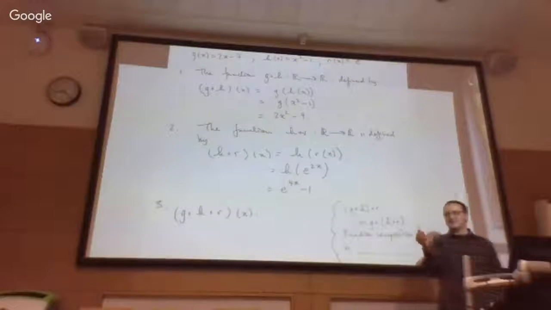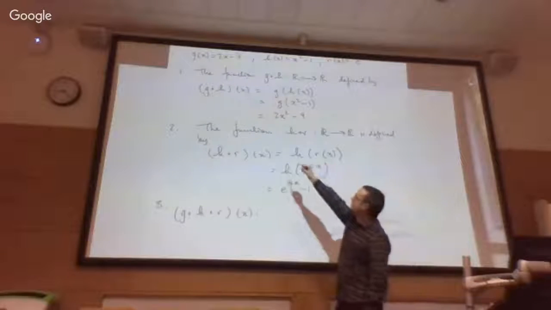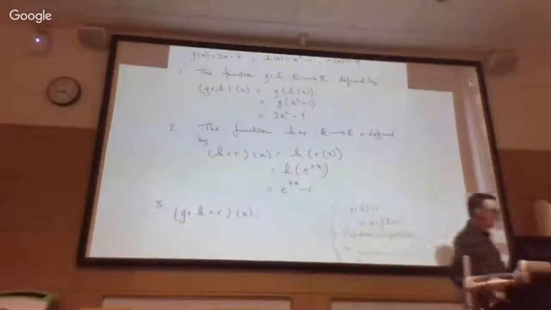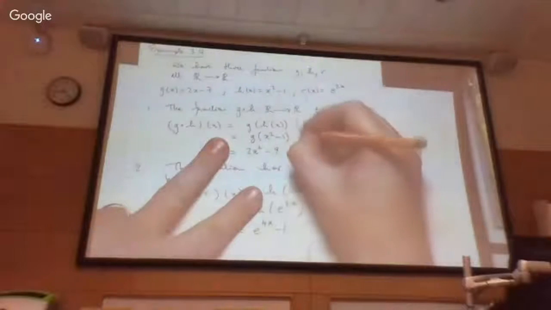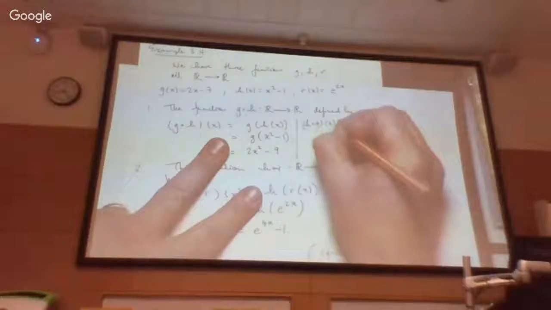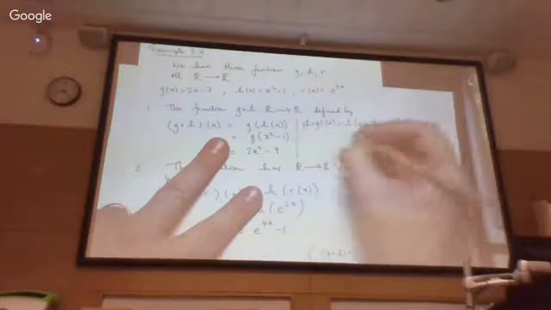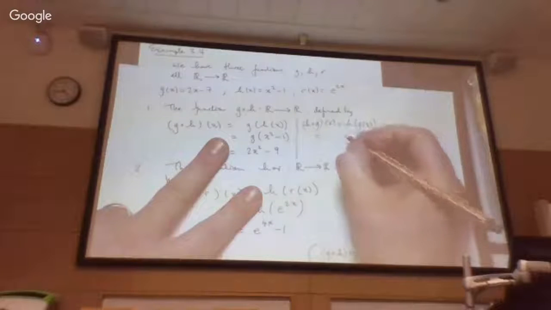Function composition is not in general commutative. If you try and work out the formula of H after G, while we're on this point, let's do this. In contrast, H after G of X. In some special cases it will be the same, but I don't think that's the same here. So what is H of G of X?